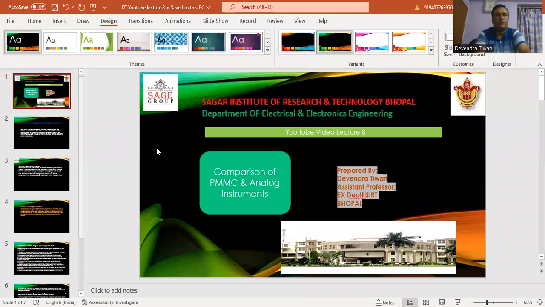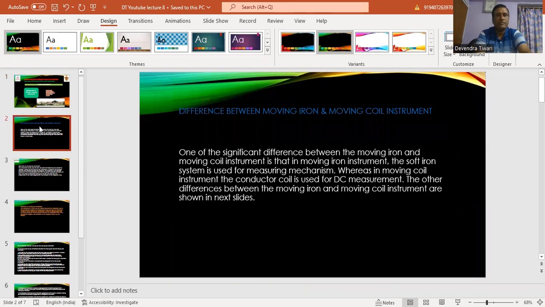So our topic is comparison of PMMC and analog instruments. We will compare these instruments, their techniques, their principles, and applications. Moving to the next slide. I have the difference between moving iron and moving coil instrument. One significant difference is that in moving iron instrument, the soft iron system is used for the measuring mechanism, whereas in moving coil instrument, the conductor coil is used for DC measurement. The other differences are shown in the next slides.